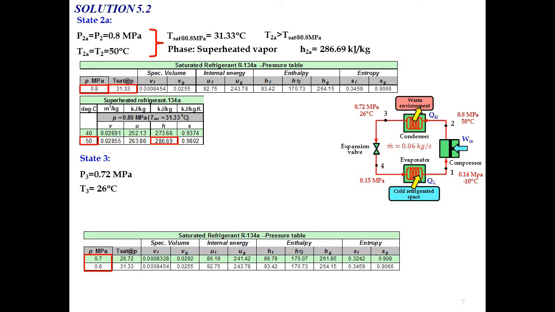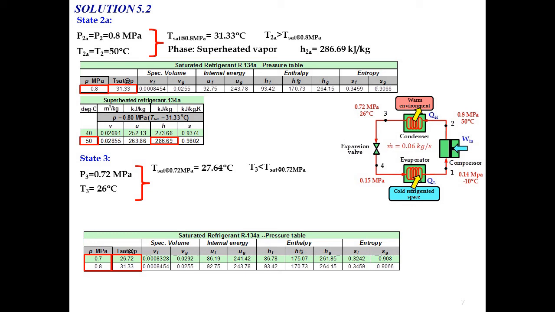Make an interpolation between the pressure value and also the saturated temperature. So from the saturated refrigerant R134A table, you can determine the value of T saturated at 0.72 megapascal, which is equal to 27.64 degrees Celsius. Compare with the temperature given.